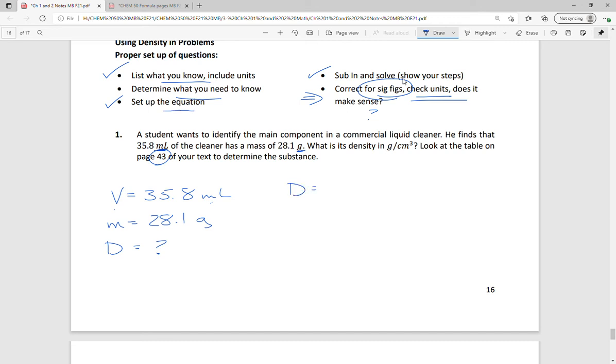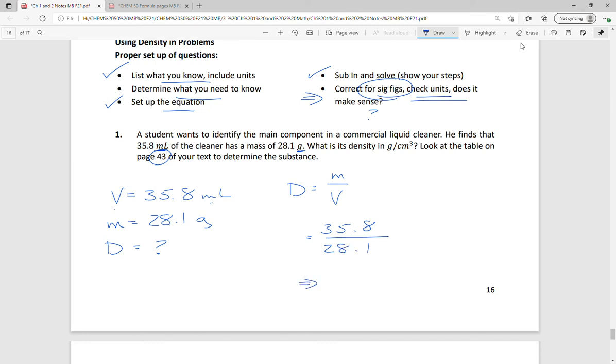So if I'm going to calculate density, density equals mass over volume. I got confused because I had volume listed first. That's why we do this. Mass over volume. Then I'm going to sub in what I know. So I don't sub in with units. You can.